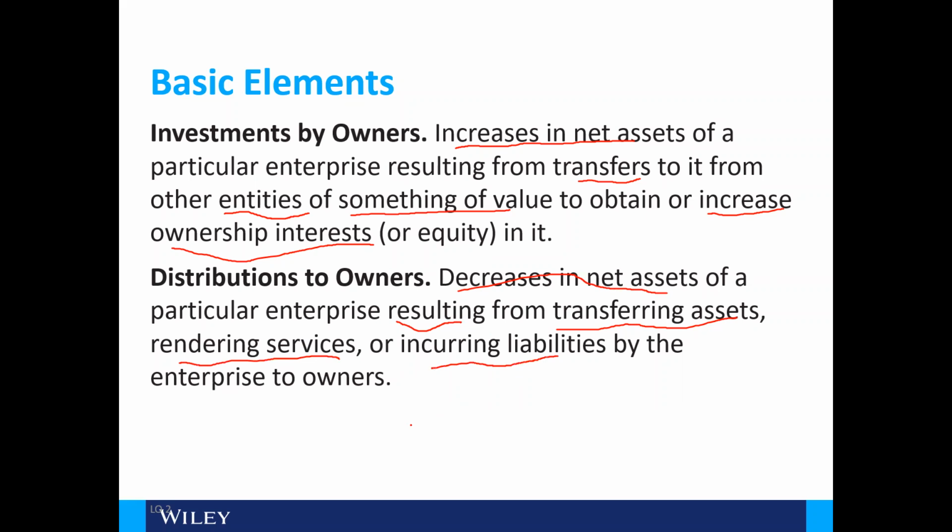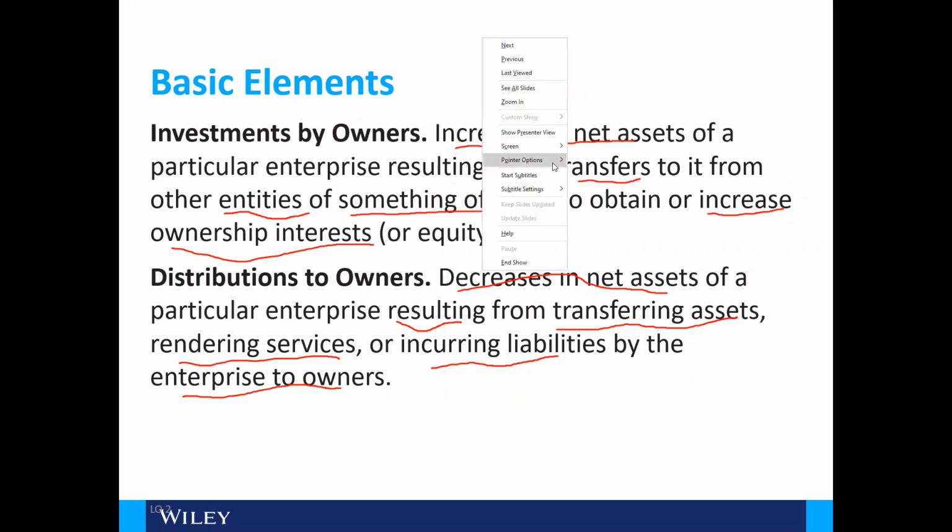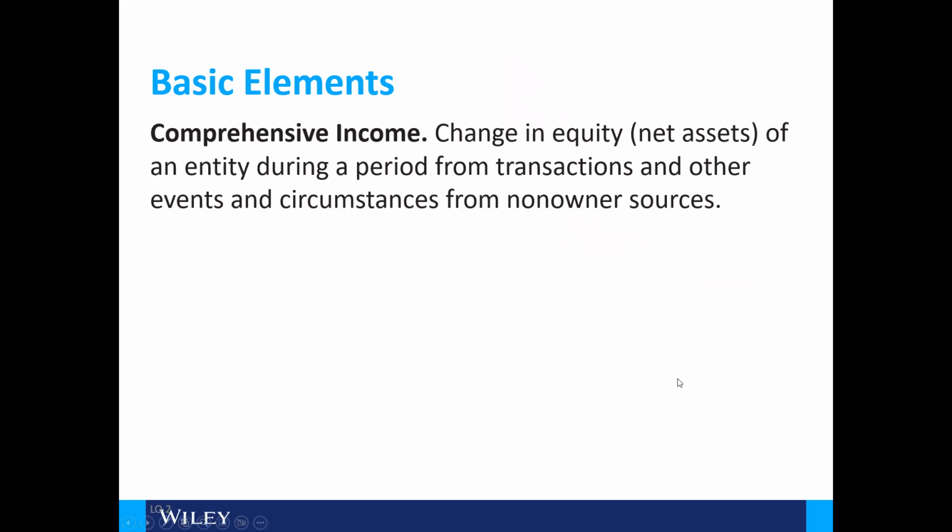And as we get to intermediate 2, we'll see more of the other examples of distributions to owners. I don't want to overwhelm you just yet. For now, just think about dividends and withdrawals. But the key word there is decreasing in net assets. Get rid of that so we can move to the next slide.